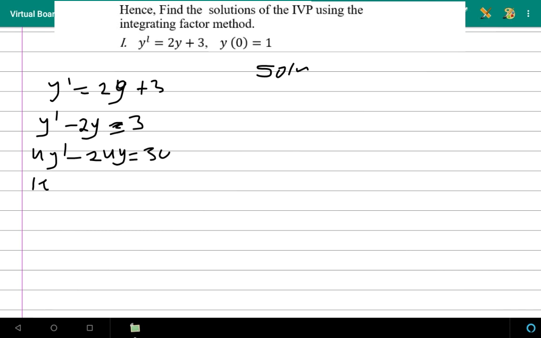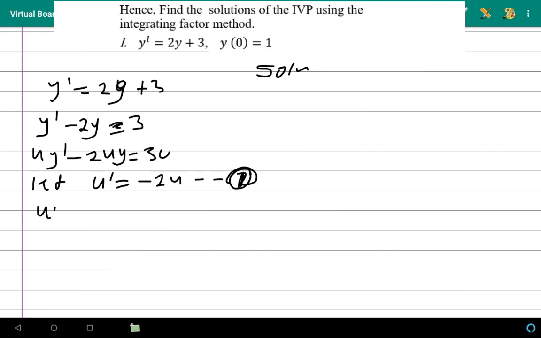Now let u prime be equal to negative 2u, and maybe this is equation 1. Now we can substitute equation 1 back into the previous equation.